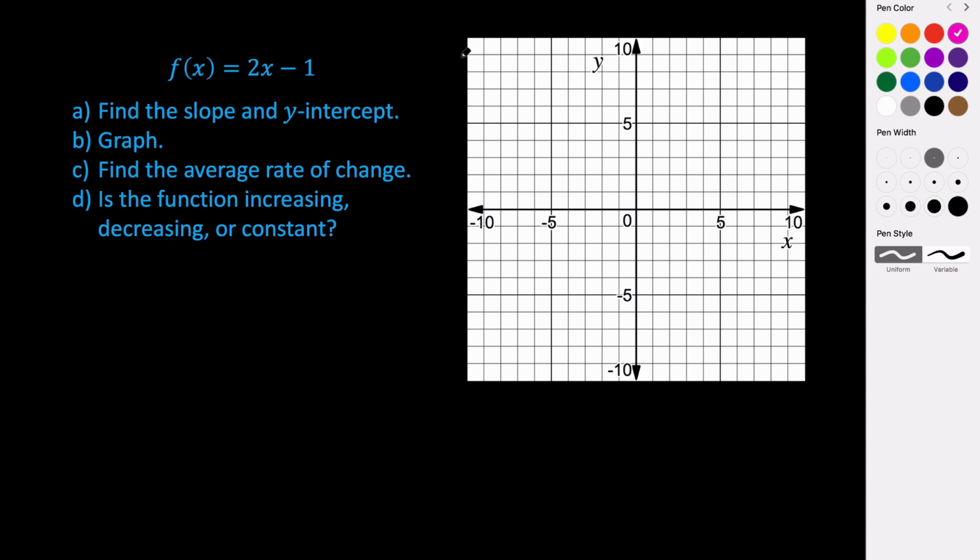Today we're looking at linear functions. So we need to find the slope and y-intercept for this line, graph it, calculate its average rate of change, and determine whether it's increasing, decreasing, or constant.